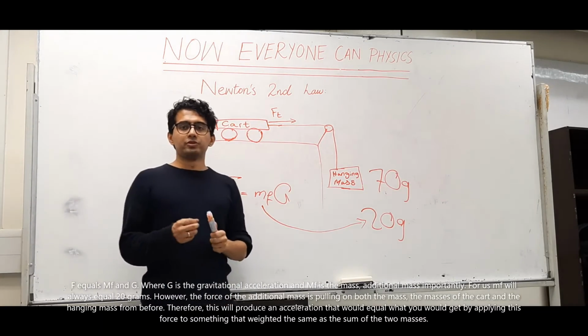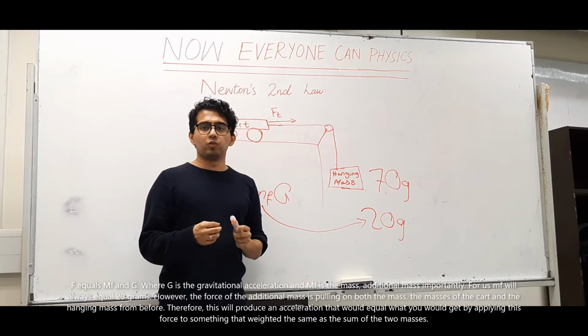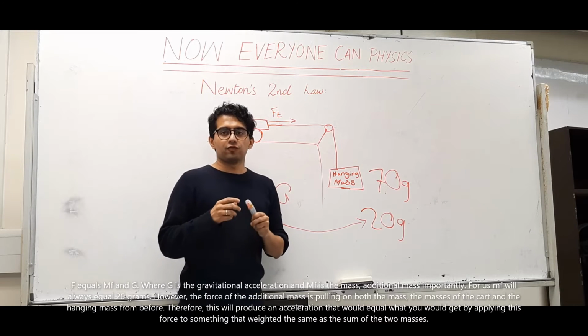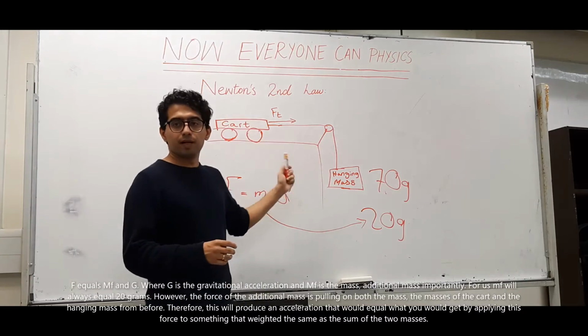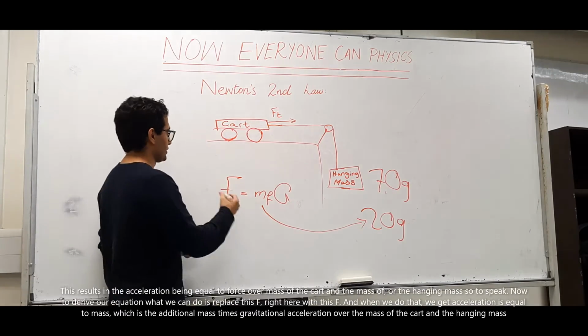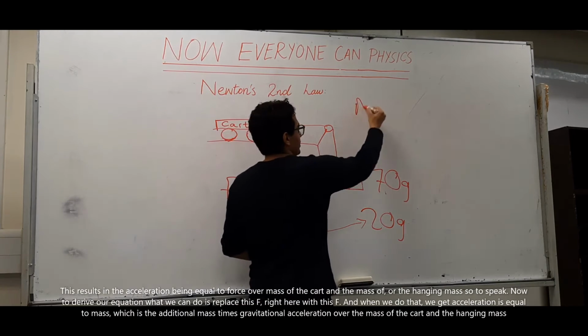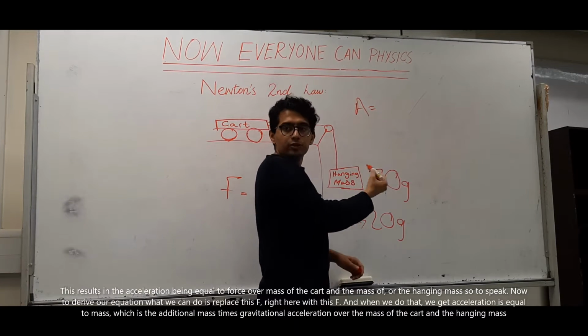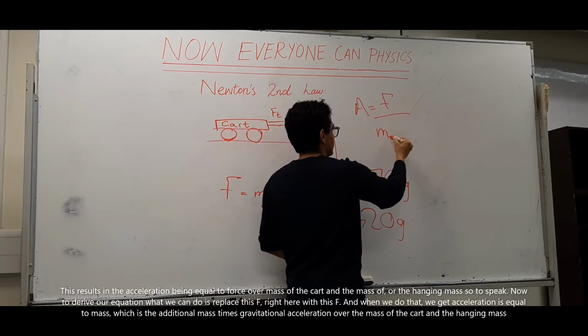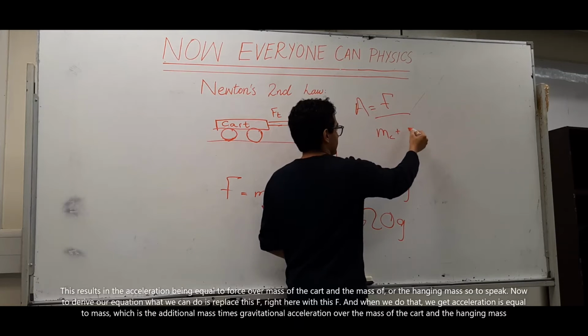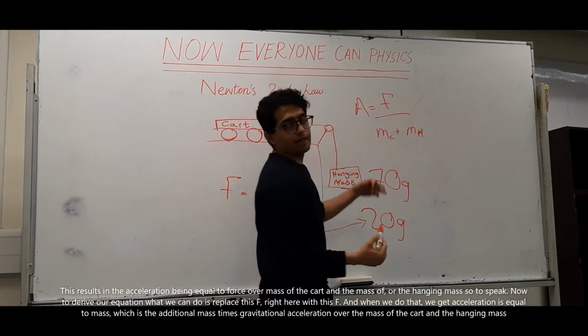Therefore, this will produce an acceleration that would equal what you would get when applying this force to something that weighs the same as the sum of the two masses. This results in the acceleration being equal to force over the mass of the cart plus the hanging mass.